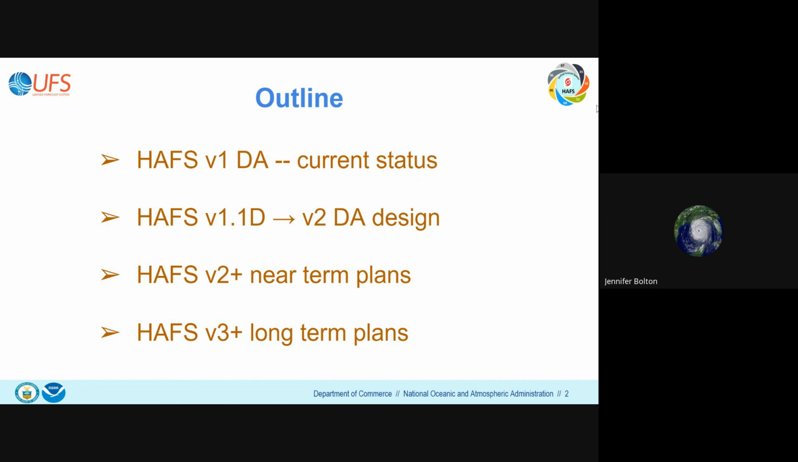So here's a brief outline. I'm going to start with the current status of HAFS v1 DA. Talk about v1.1D. We already heard about this earlier today, and how this is probably leading us towards version 2 of our DA, though it's not final yet. And then talk about some near-term plans beyond V2, so I'm calling them V2 plus, and also some long-term plans, which I'm calling V3 plus. Next slide, please.